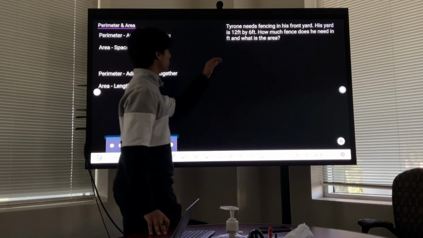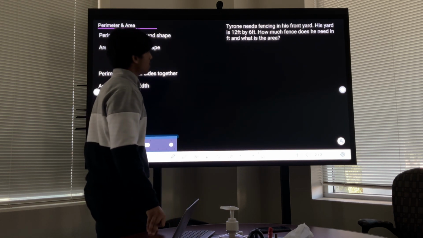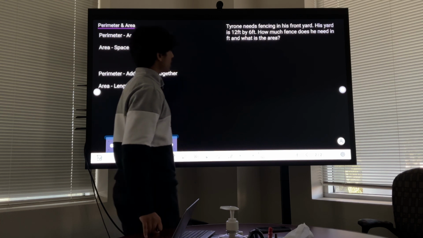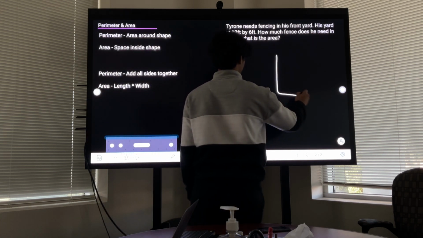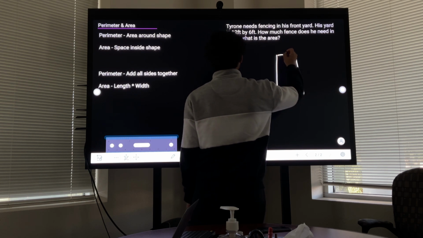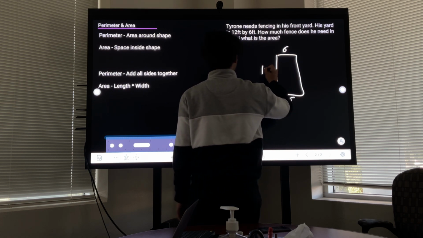Here's another example problem. Tyrone needs fencing around his front yard. His yard is 12 foot by 6 foot. How much fence does he need in feet, and what is the area? So let's draw a diagram. 6 is the width, 12 is the length.